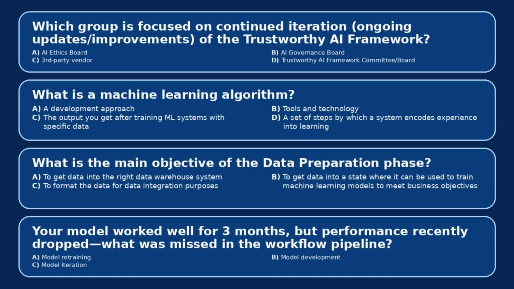Next question. What is a machine learning algorithm? Is it a dev approach or a tool or a technology or an output you get from training ML systems or a set of steps? The right answer is answer D, a set of steps by which a system encodes experience into learning. It is a procedure or the rules that lets a model learn patterns from data and makes predictions or decisions.